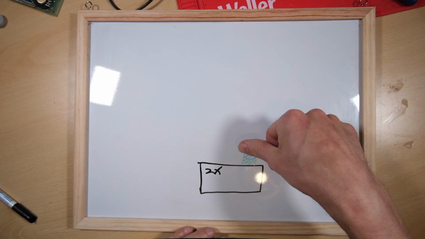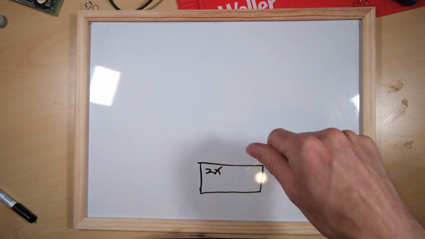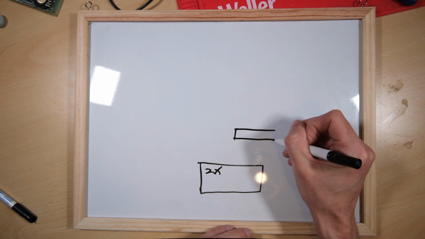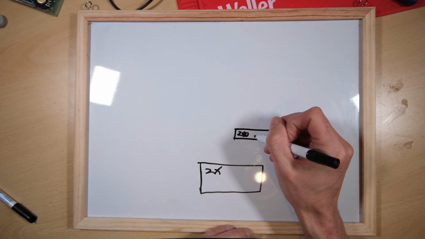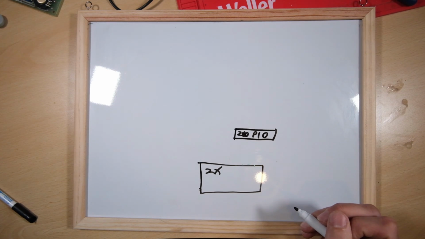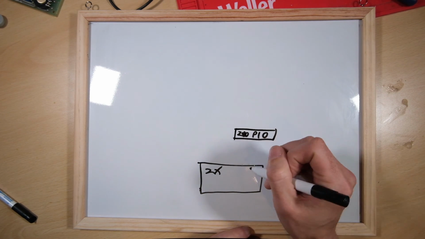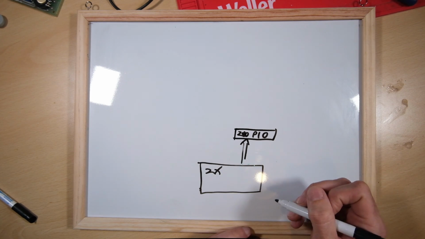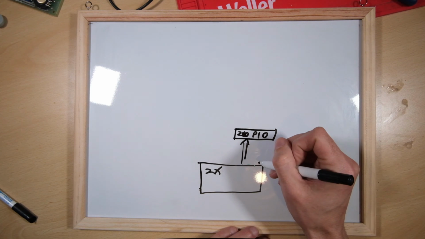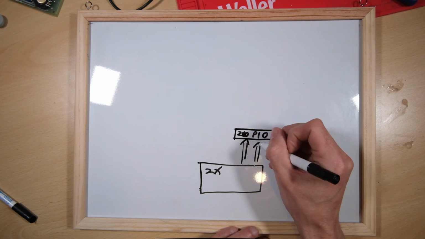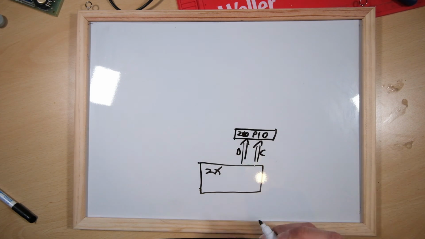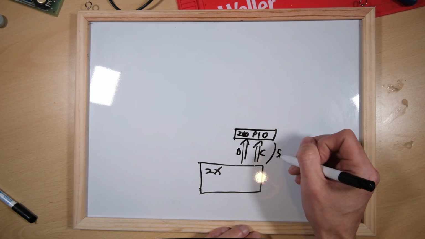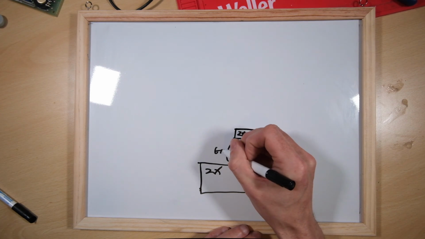So how's this going to work? There will be a Z80 PIO chip, and this chip will receive the data bus from the ZX Spectrum. It will receive some control signals from the ZX Spectrum, as well as 5 volts and ground.